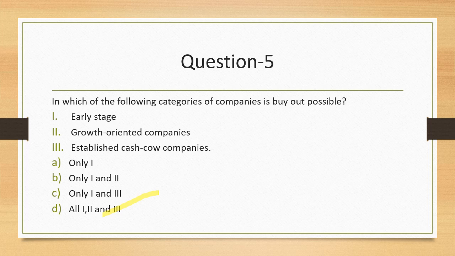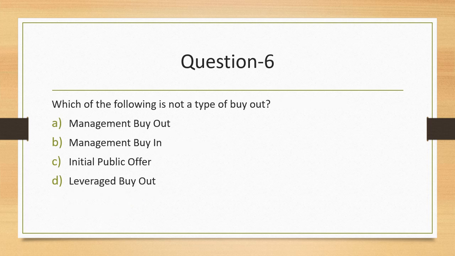So early stage companies you can do, established companies and cash cow companies also you can do, right? Which of the following is not a type of buyout? We have many types of buyouts. Leverage buyout is there, management buyout is there. But the options are initial public offer and management buy-in, right?